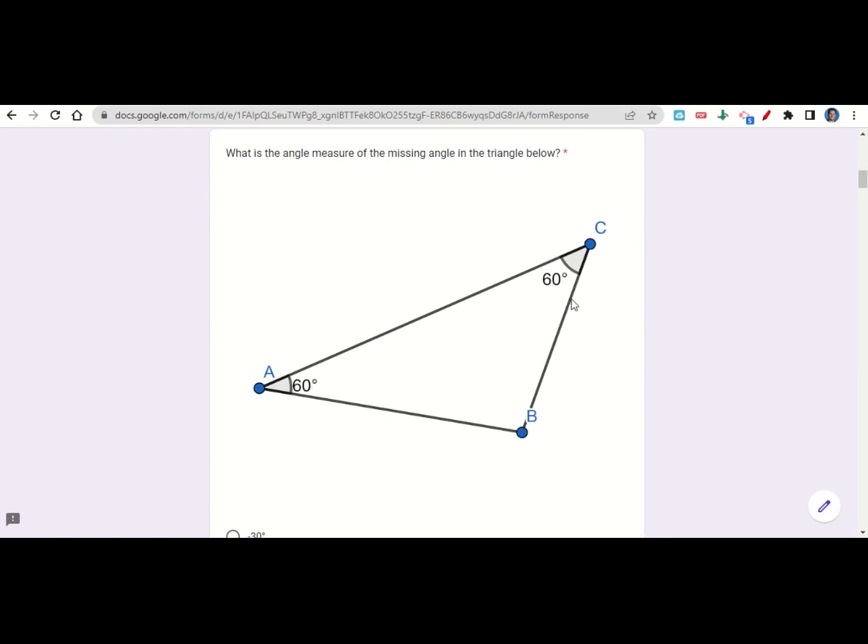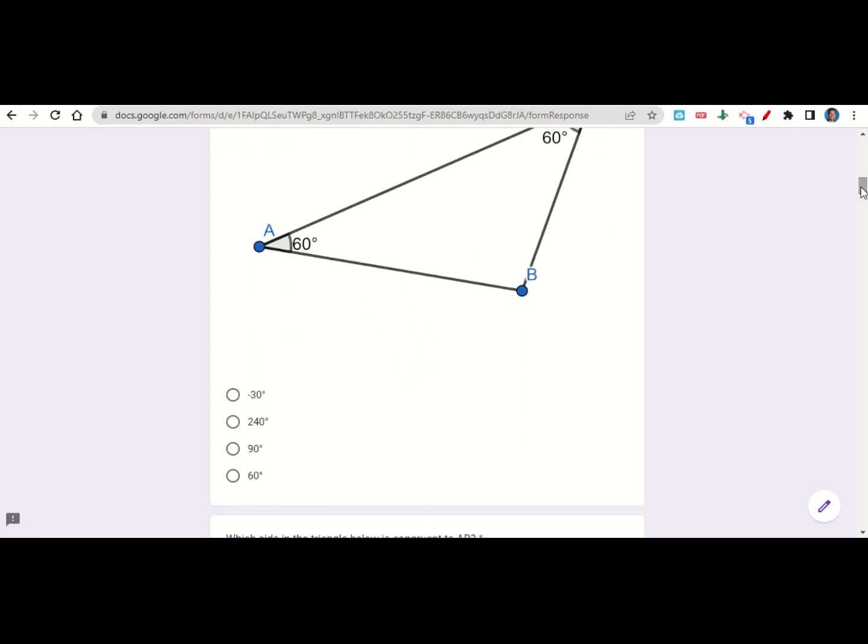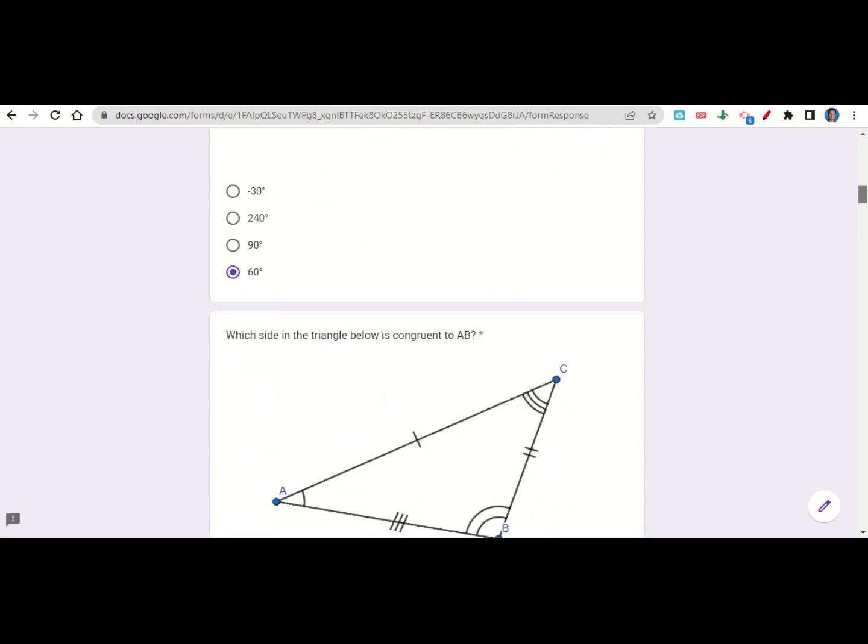So we have 60 plus 60, which is 120. And then 180 minus 120 is 60 degrees. So that means that this has to be a 60-degree angle. So we'll go ahead and mark that as our answer. And then we'll go ahead and move down to the next one.